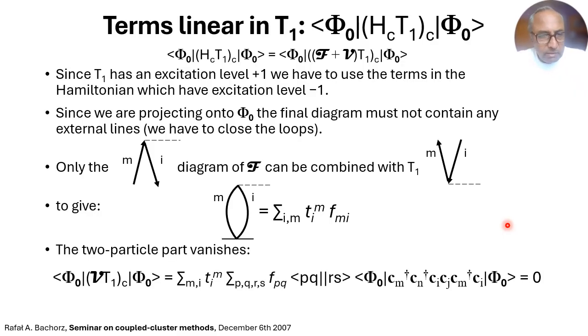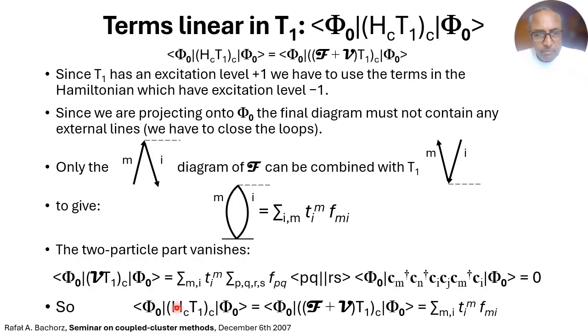The two particle part, that is bra phi 0 connected part of VT1 phi 0 ket, gives us this, where this part comes from V and this part comes from T1, and here we have the annihilation operator operating on the Hartree-Fock ground state phi 0 ket, and that will give us 0. Okay, so the two particle part vanishes, and therefore we have bra phi 0 connected part of HCT1 phi 0 ket gives us this diagram, which is sigma mi Tim Fmi.